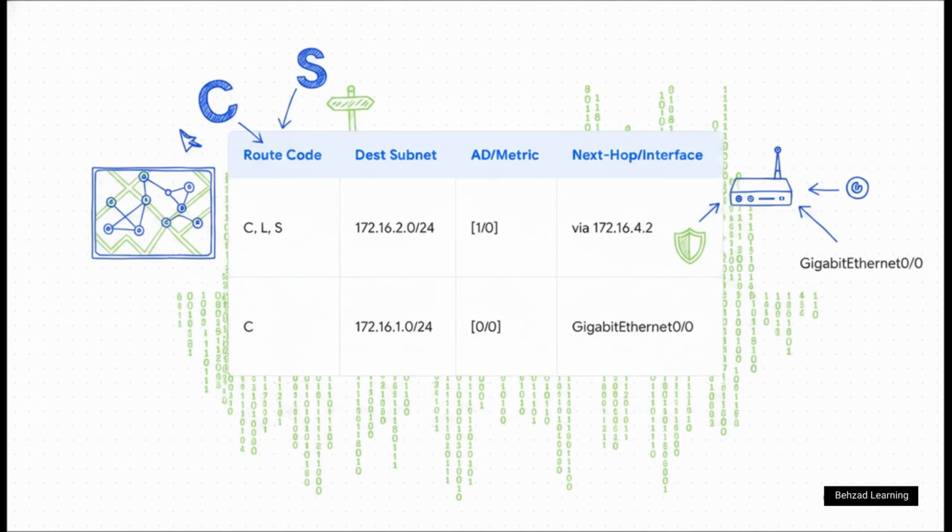Then you'll see the destination subnet. Next to that, you've got these numbers in brackets, like a 1 and a 0. That first number, that's the administrative distance, which is basically how much the router trusts that route. And finally, the via section tells you exactly where to send the traffic next. Your map is officially taking shape.